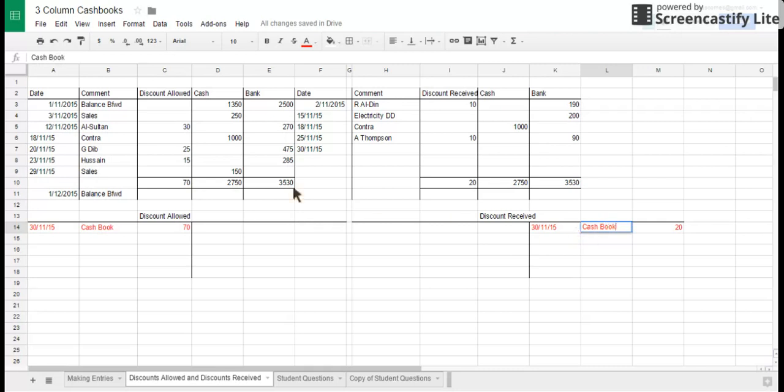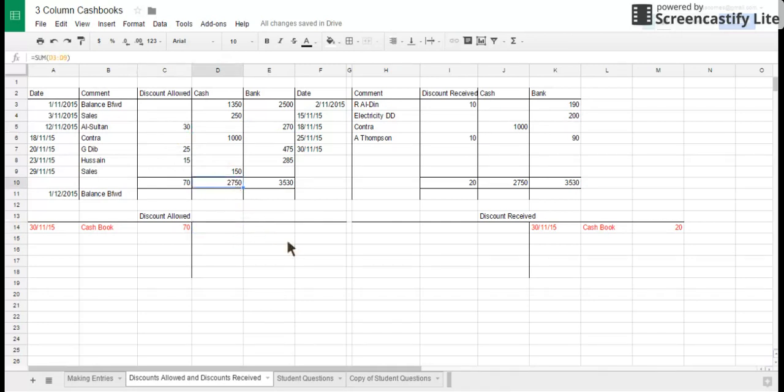Okay, and a reminder, the discount allowed is on the debit side because it's an expense. The discount received is on the credit side. The other entries will have gone into the customer's accounts at the same time as we put in there the payments that we have received. So we would have reduced the debt that Alsalt owed the business in this case by a total of $300. There would be a credit entry of $270 and a credit entry of $30 for the discount allowed.